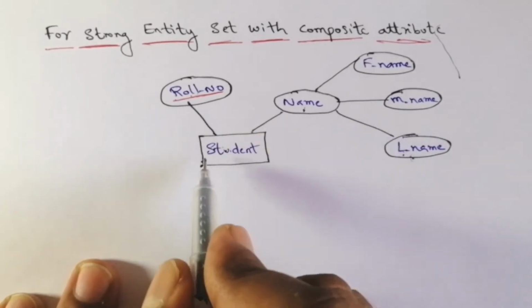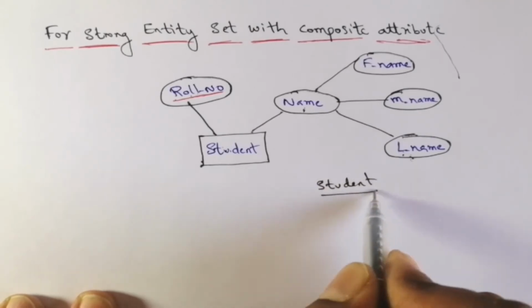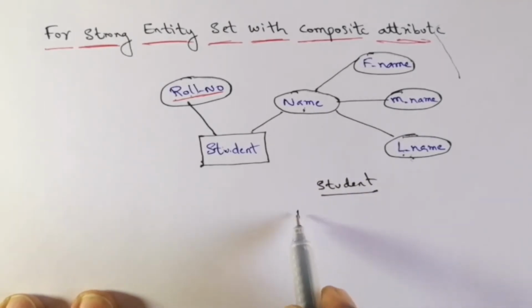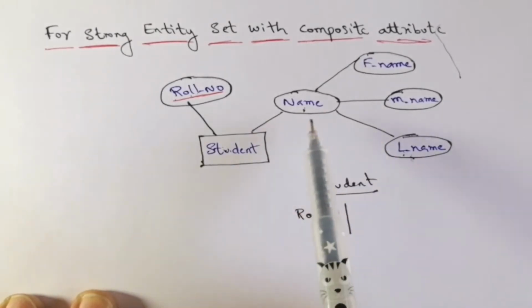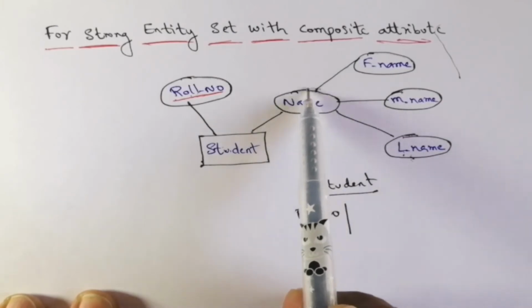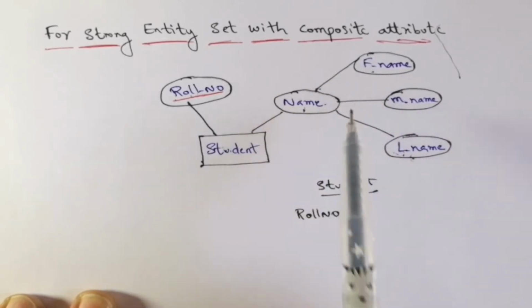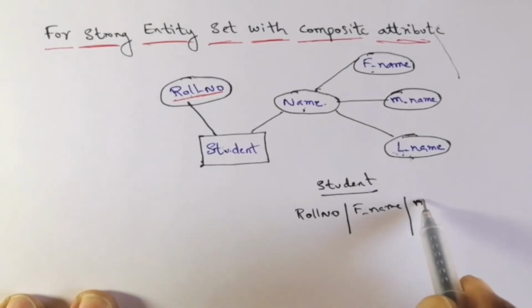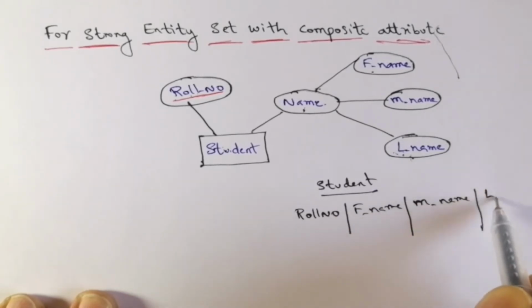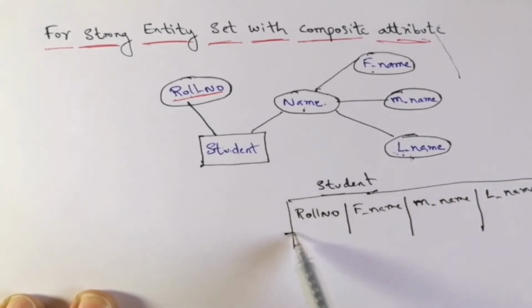So what is required to convert this into a relation? Again we are going to draw the student relation. For the student relation we have the roll number as the first column, and here we are going to omit the composite attribute, right? We are going to take all the sub attributes of this composite attribute: first name, then middle name and last name. So we are going to have the relation in this way.